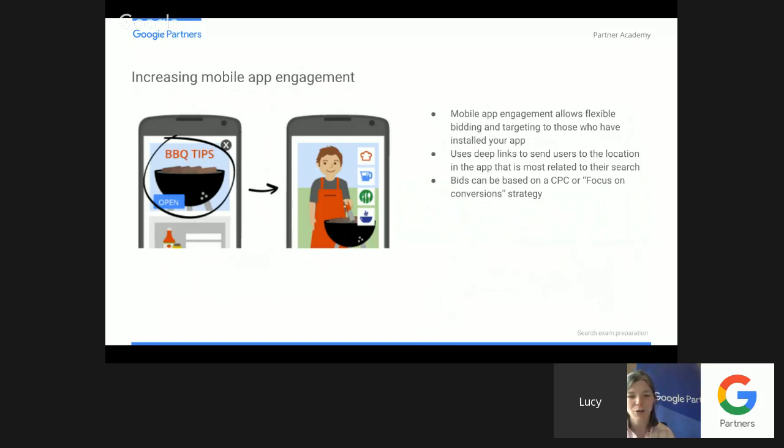So the deep links allow you to take people to the most relevant page of the most relevant part of the app, a bit like linking to a particular landing page in regular desktop ads. With app engagement ads, you can link right down to the most relevant content for them. So bids can be based on a CPC or a focus on conversions strategy. So you've got both of those options for these.